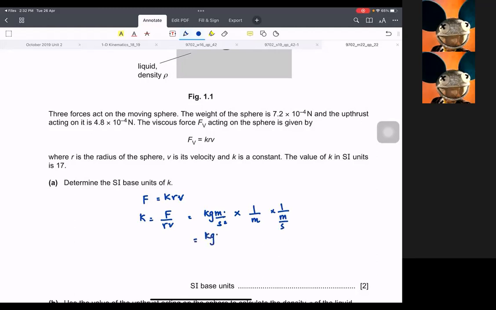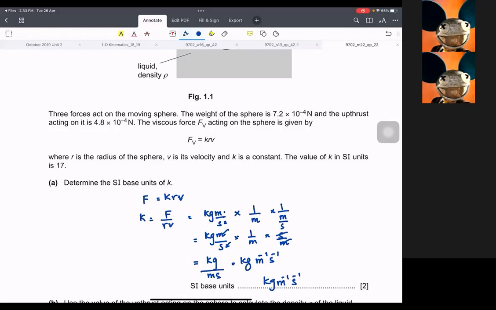Now I can simplify it. S and square cancels out, M and M cancels out. This makes it kg meter second, which is kg m^-1 s^-1. So that should be the answer. Please check if you get the right one.